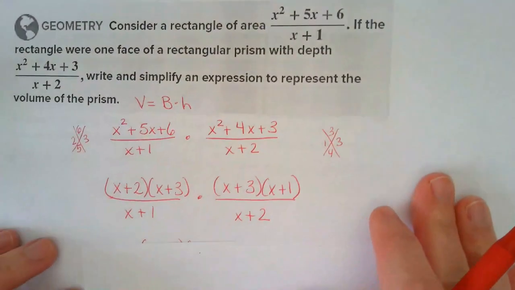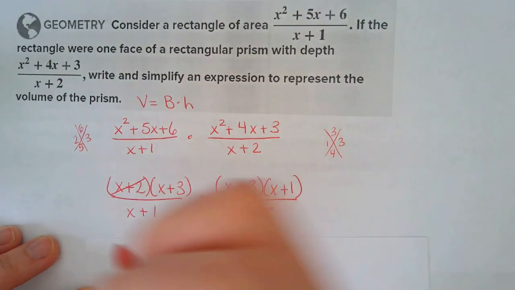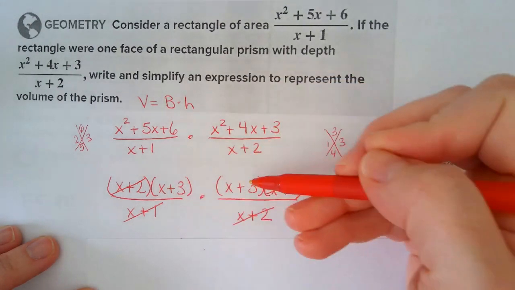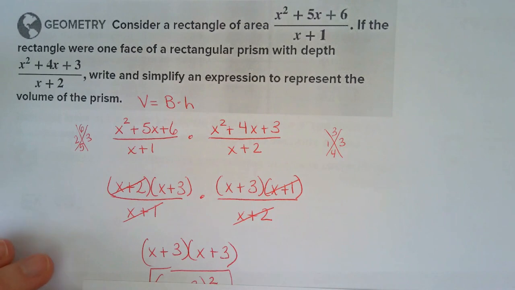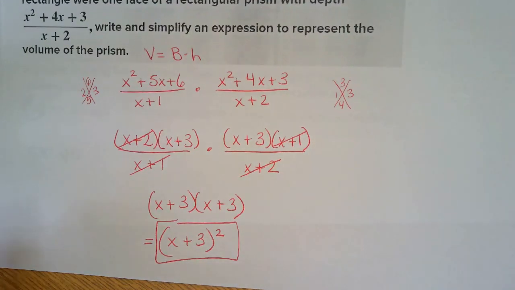Again, these get lengthy in terms of paper-wise, so I would just go ahead and cross-cancel if possible. So I'm going to remove my x plus 2s. I'm going to remove my x plus 1s, and then I don't see anything straight up and down. So then I'm just left with 2 of those x plus 3s, or you can write it x plus 3 quantity squared.